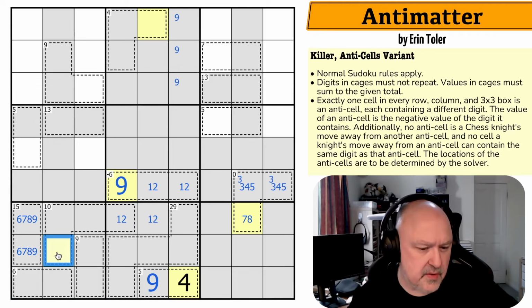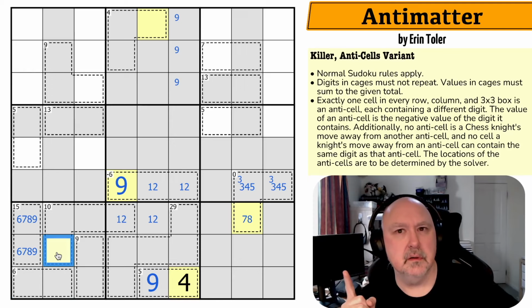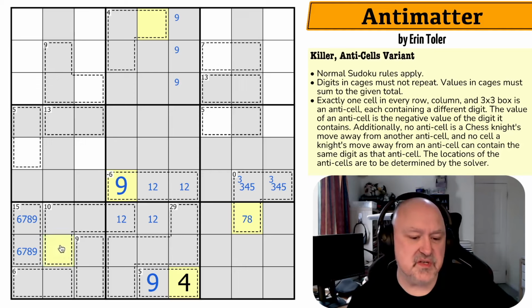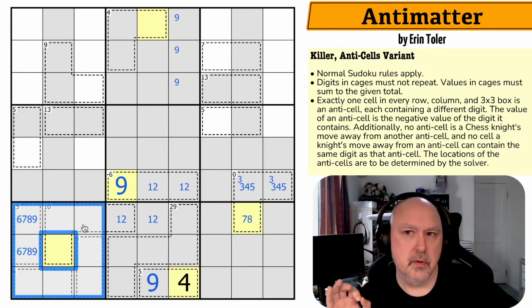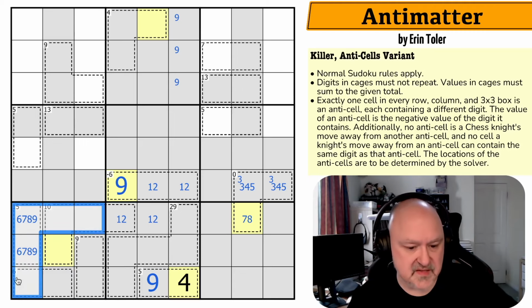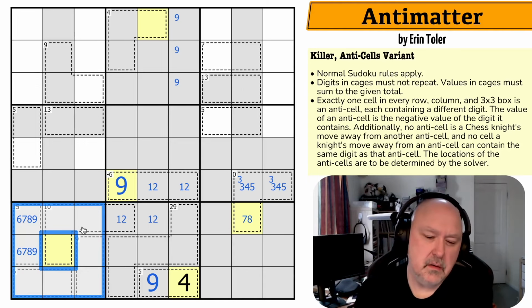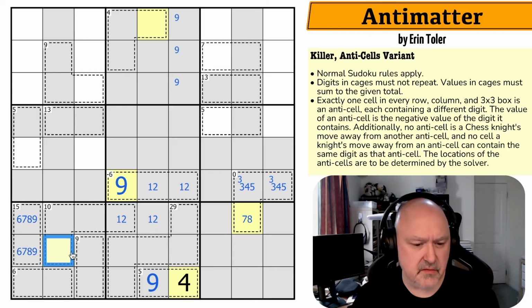Now the digit in this cell is removed twice from 45, because if this was, say, a 1, these would be 2 through 9, which would be 44, but then I'd have to subtract 1, which would make this 43. Right. So I can figure out, I can restrict this.